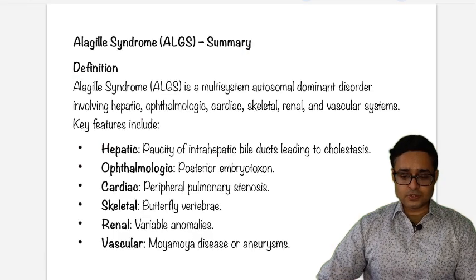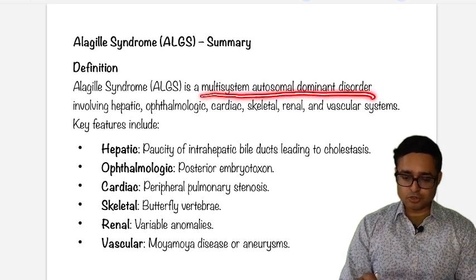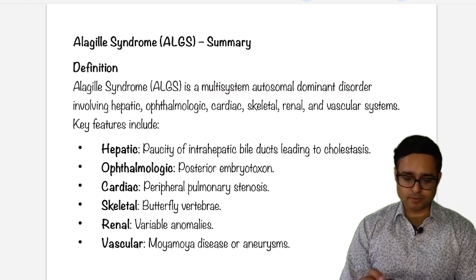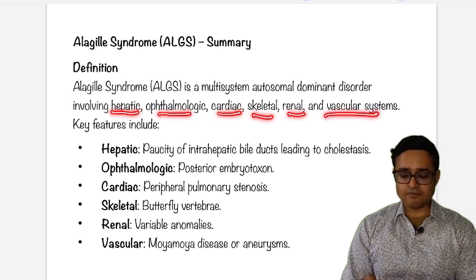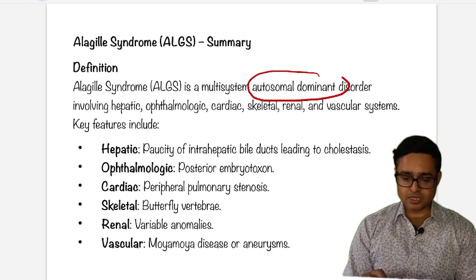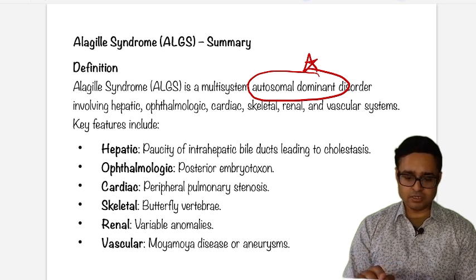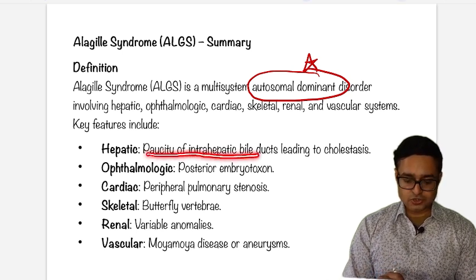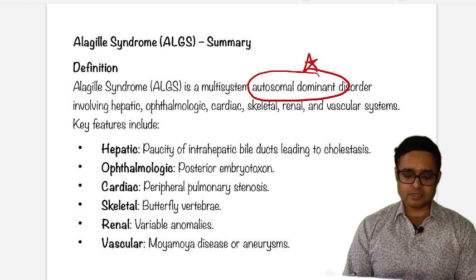So, Alagille syndrome is, by definition, a multi-system autosomal dominant disorder. This is important. This is autosomal dominant, involving hepatic, ophthalmological, cardiac, skeletal, renal, and vascular systems. Basically, you have to remember this is autosomal dominant, and it involves almost all systems. But what are the key features? Hepatic: paucity of intrahepatic bile ducts leading to cholestasis, which is why we are discussing this syndrome under the heading of neonatal cholestasis.